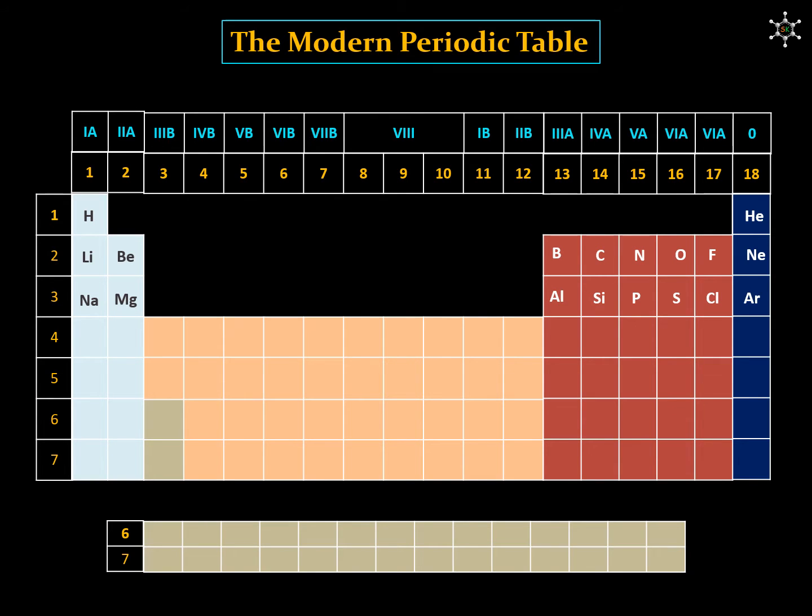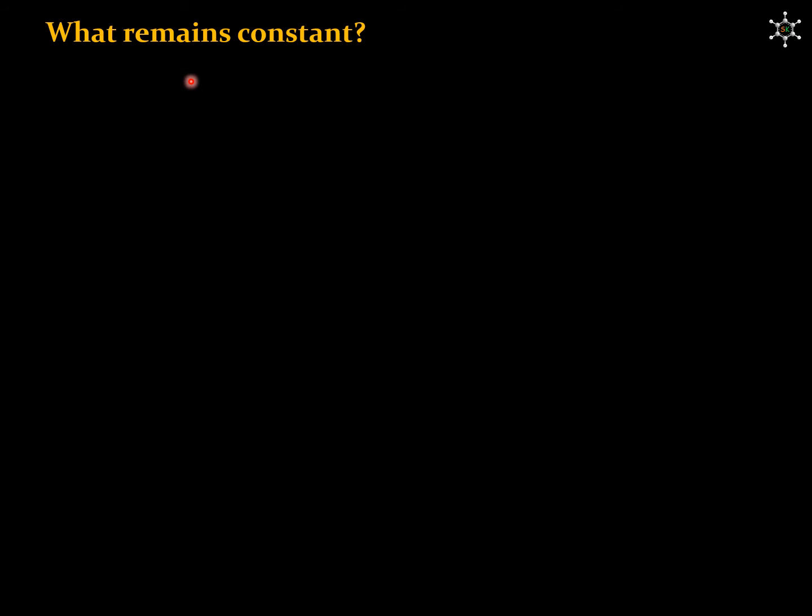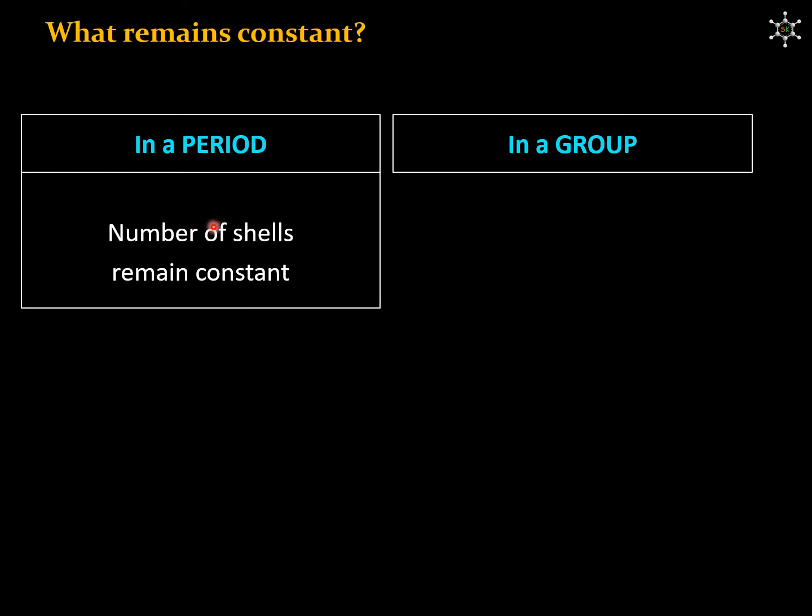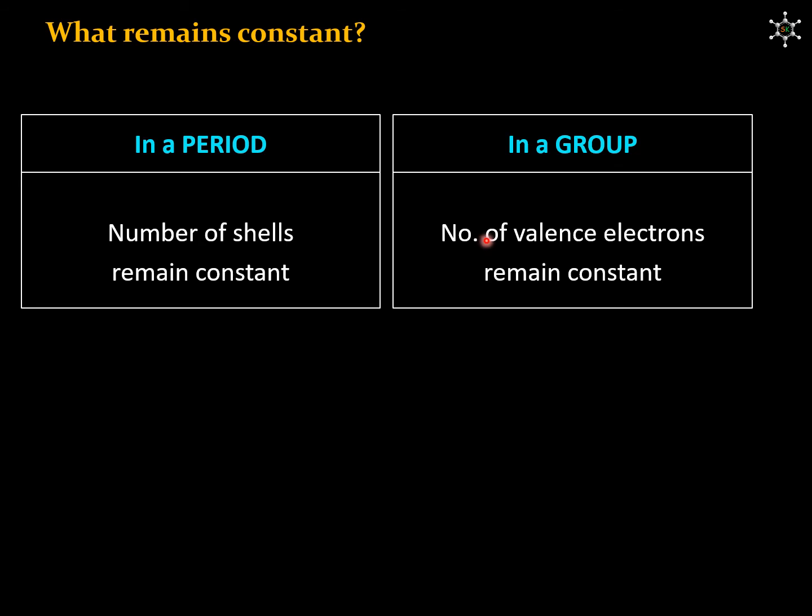This is the modern periodic table and in this we have 7 periods and 18 groups. In a periodic table, what remains constant in a period is the number of shells, and in a group it is the number of valence electrons. Let us understand these two factors in detail with the upcoming slides.